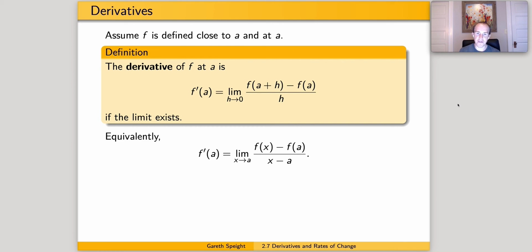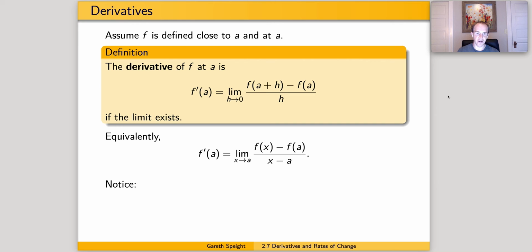Or equivalently, if you replace h by x minus a, you can check that you can also rewrite it as f prime of a equals the limit as x tends to a of f of x minus f of a, divided by x minus a. Okay, so derivatives are hugely important. They have lots of applications in lots of areas of mathematics, but the definition by itself, hopefully, is not too painful. Derivatives are very useful for finding rates of change in lots of different scenarios.